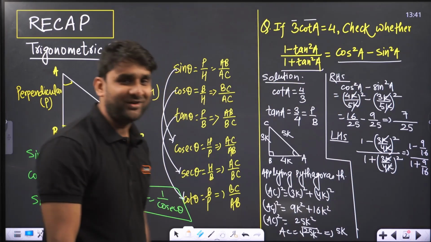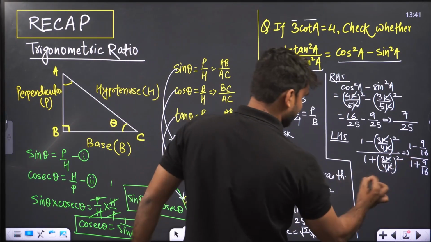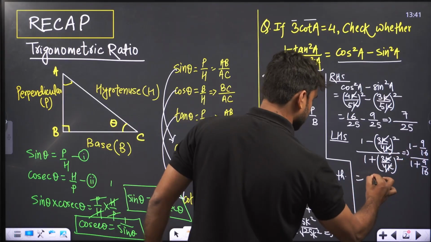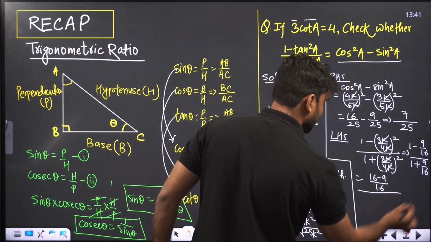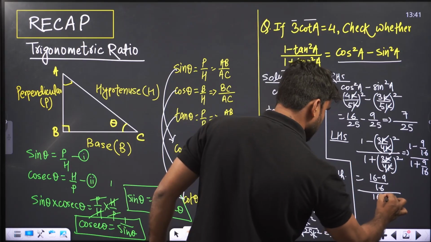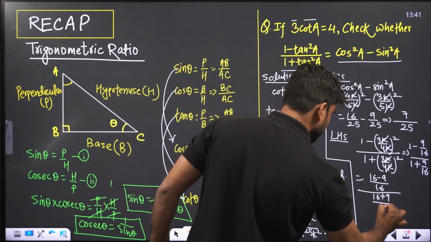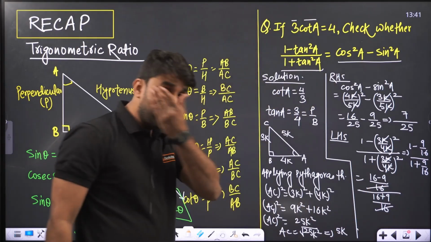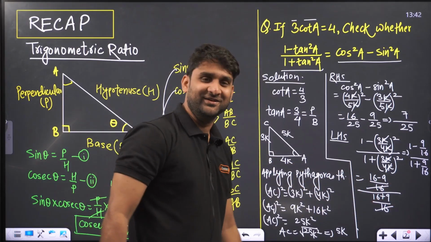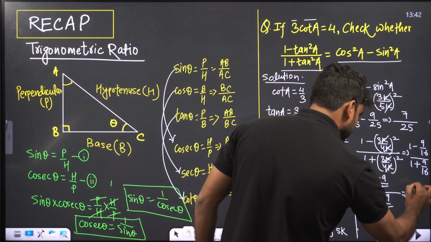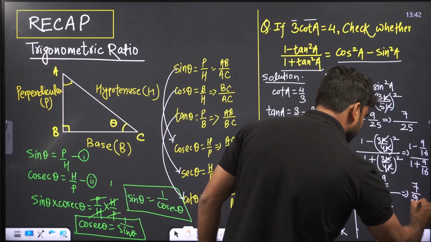Can we take common LCM? So if we take LCM here, 16, 1 just 16, 16 minus 9 divided by 16, and divided by, now 16 plus 9, taking LCM, this 16. This 16 cancel, and there is 16 minus 9 and this is 16 plus 9. So 16 minus 9 is 7 and 16 plus 9 is 25.